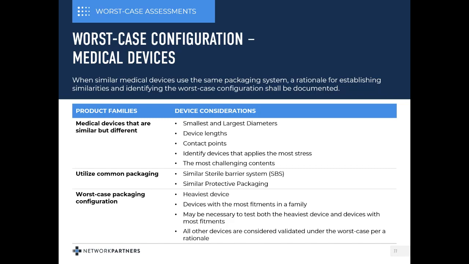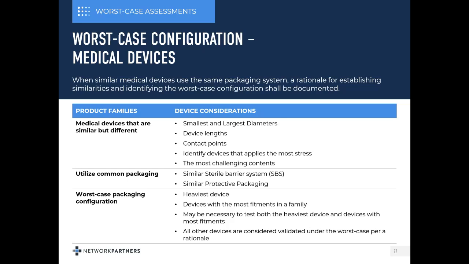Utilize common packaging. You could have the same sterile barrier system for the same product families, meaning same material, same seal width, same tieback, the 1073 uncoated 1073D. And then similar protective packaging, right? So you have your corrugated shippers. It could be the same, let's say it's an RSC, the same corrugated style, shipper style. Also the carton down to the carton material. Let's say it's 24 point across the board or 26 point. Worst case packaging configuration. So that's the totality of everything together, right?